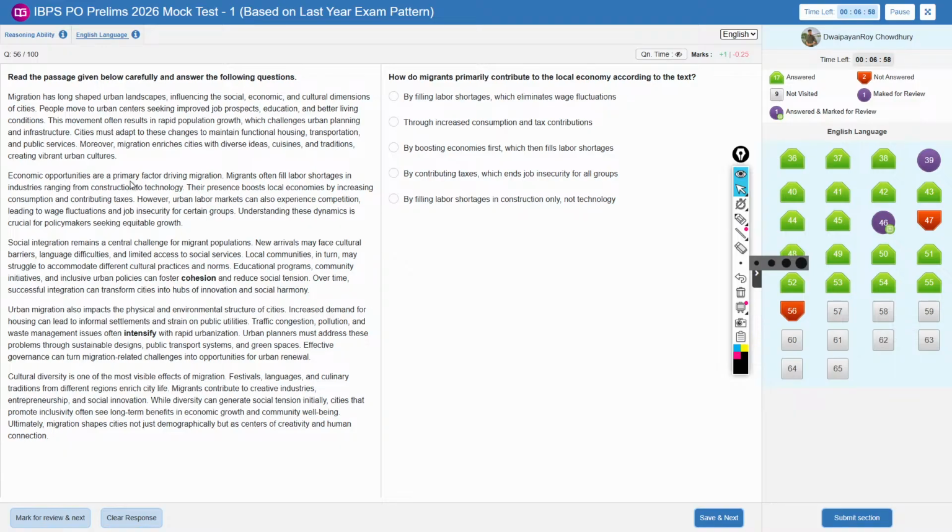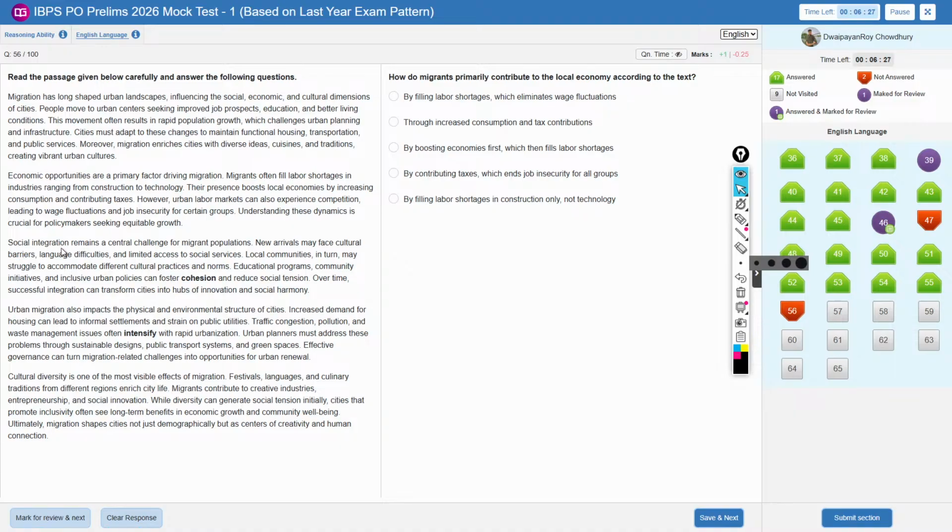Economic opportunities are primary factor for driving migration. Migrants often fill labor shortage in industrial industries ranging from construction to technology. Their presence boosts local economies by increasing consumption and contributing taxes. However, urban labor markets can also experience competition, leading to wage fluctuation and job insecurity for certain groups. Understanding these dynamics is crucial for policymakers seeking equitable growth.